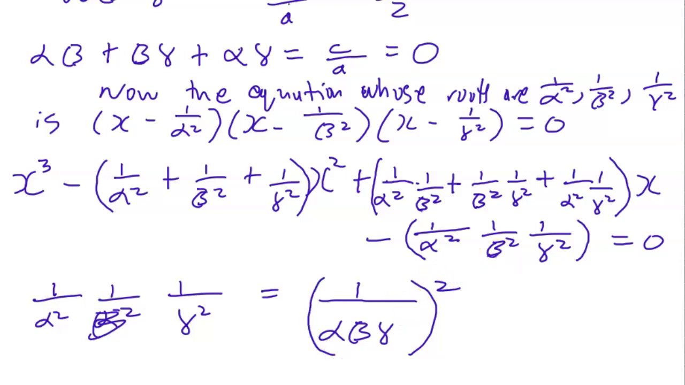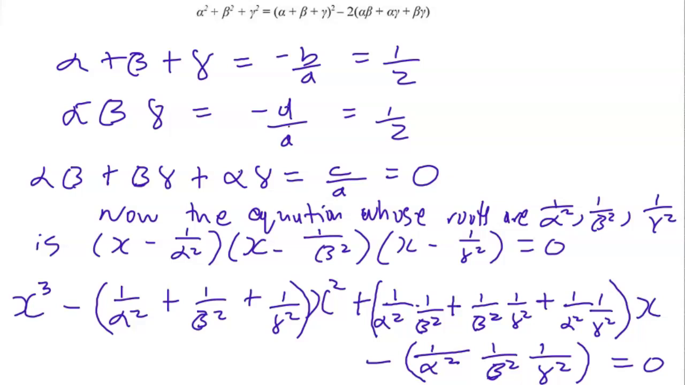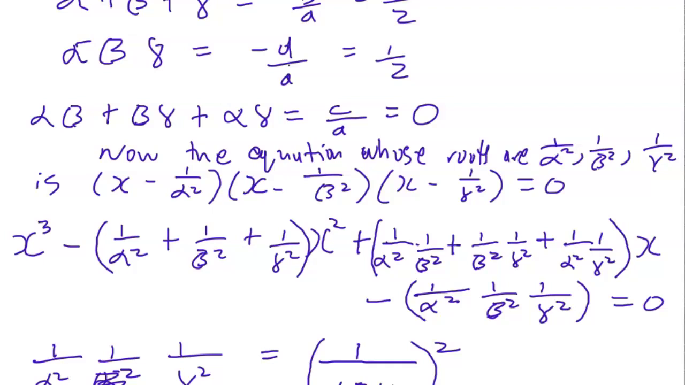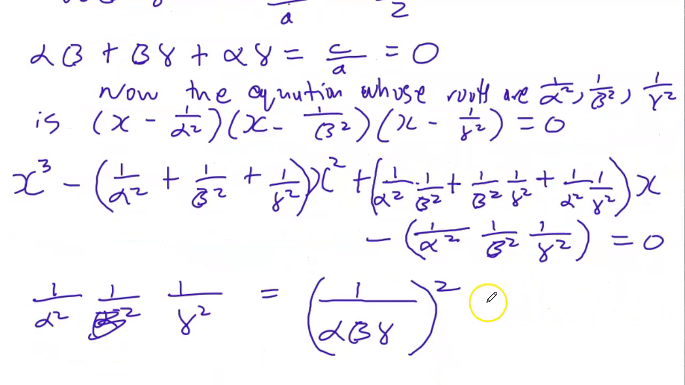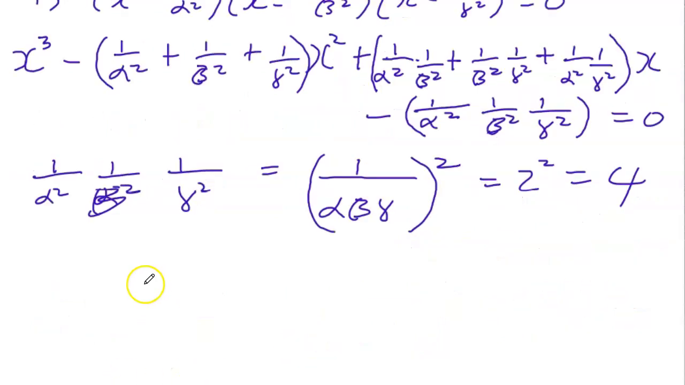Now, remember the product of alpha beta gamma was a half. Good. So this means we reciprocate this. 1 over a half would be 2, and 2 squared is 4. So we have our constant. This will be the constant, which will be the last bracket.